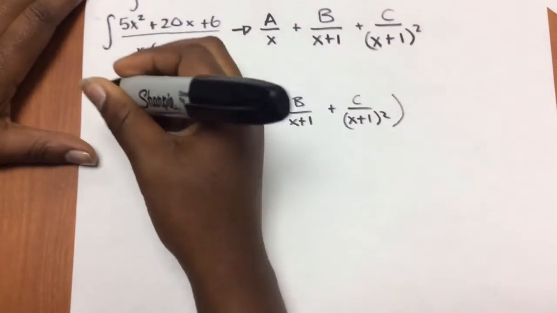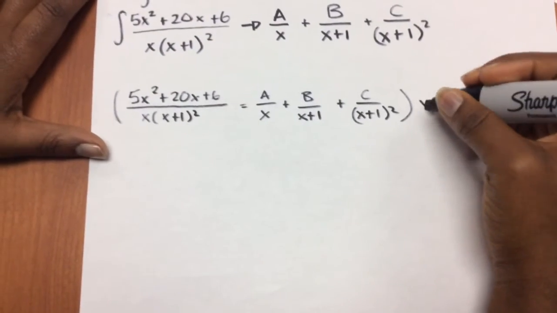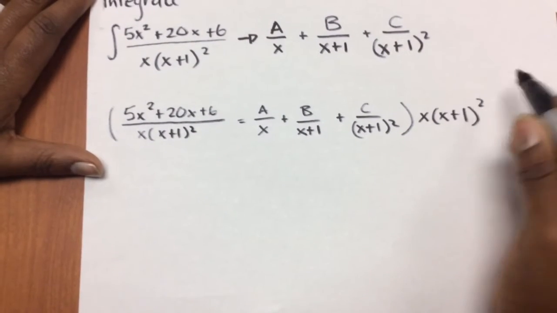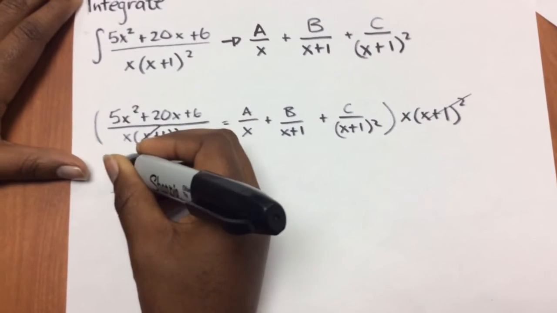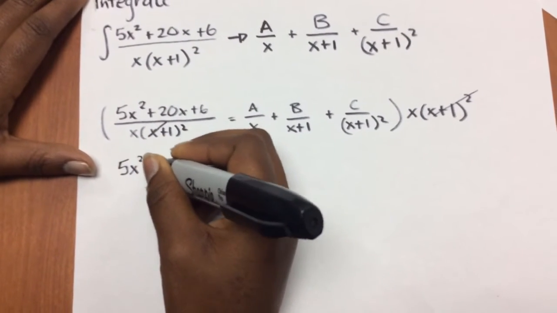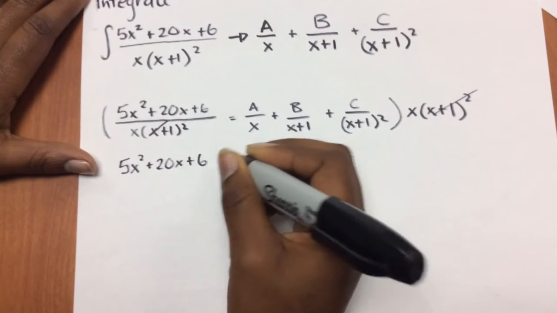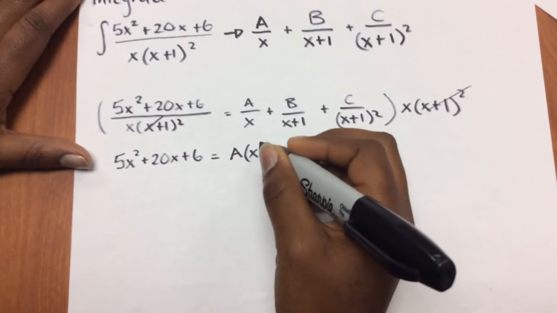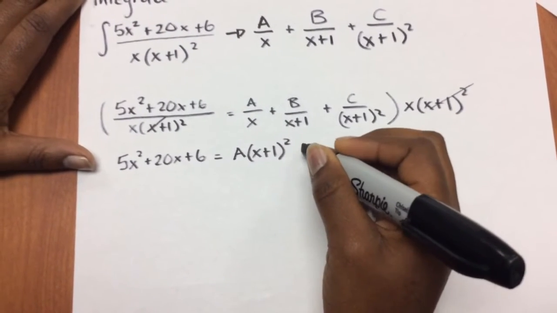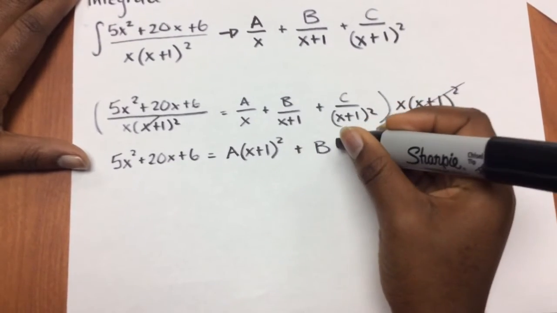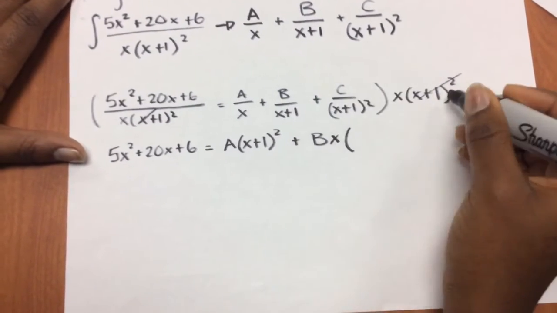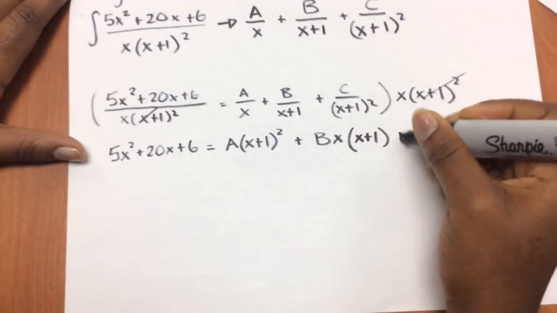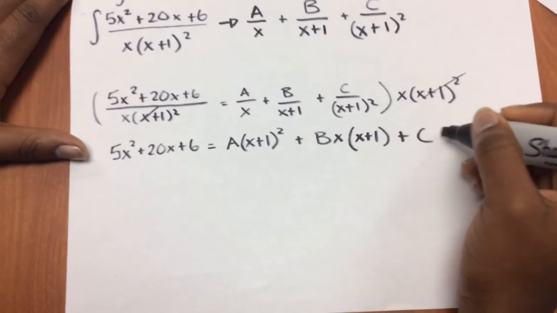Nobody likes fractions, so we will multiply by the common denominator, x times (x plus 1) squared. These will cancel out right here, so we'll be left with 5x squared plus 20x plus 6 is equal to A times (x plus 1) squared plus B times x, Bx, times another (x plus 1), because only one of these cancel each other out. And then that will be C times x.